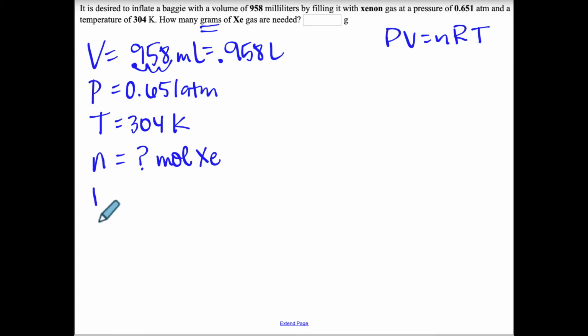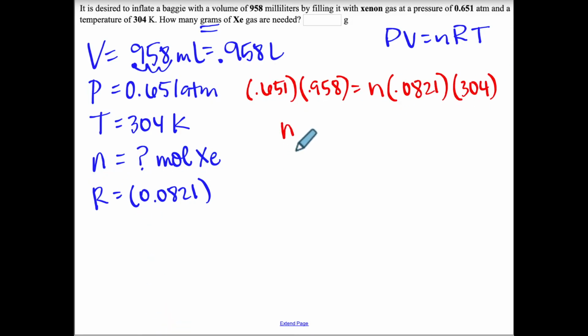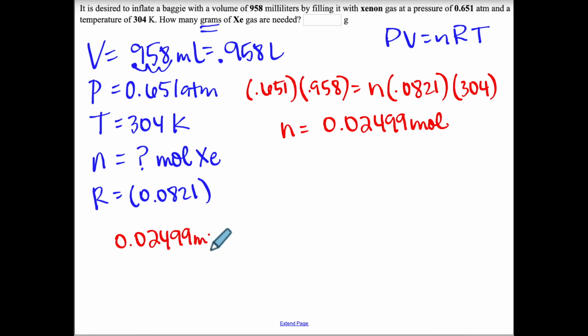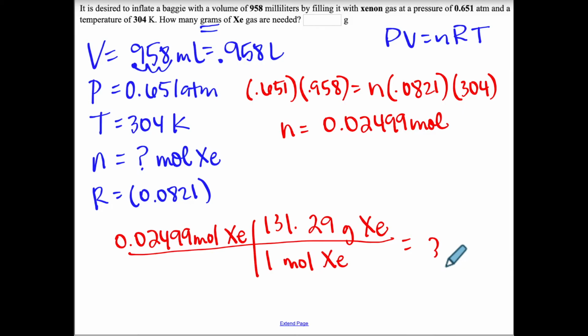Atmospheres is good, and it's going to make our R 0.0821. Kelvin is the right temperature. Moles is correct for N. And when we solve for N, we get 0.02499 moles. So we're going to convert 0.02499 moles of xenon to grams. And we get 3.28 grams of xenon as our answer.